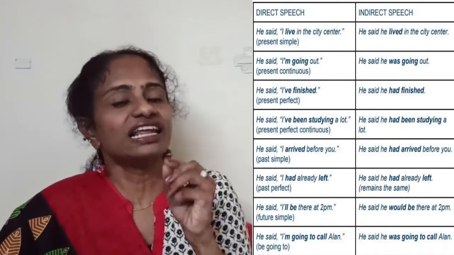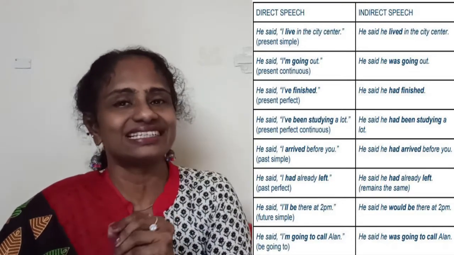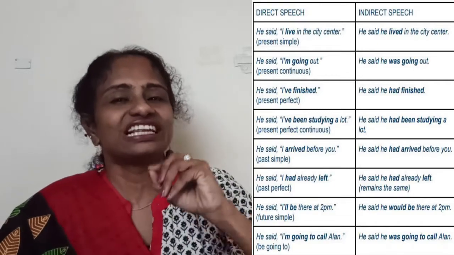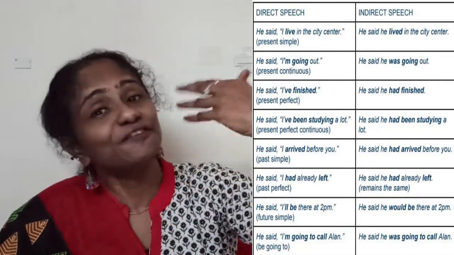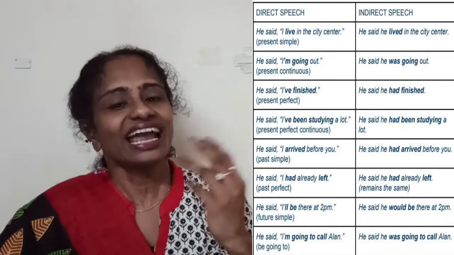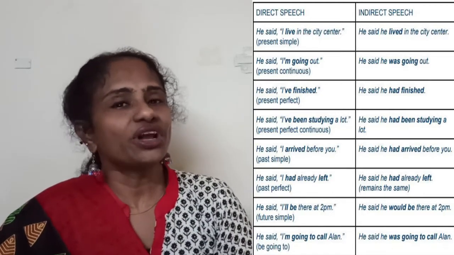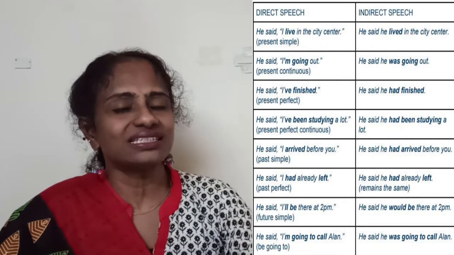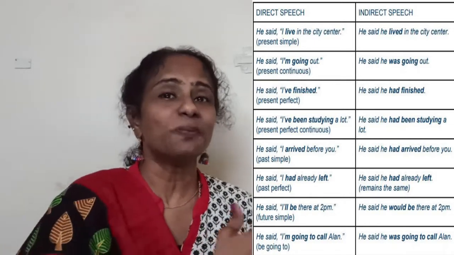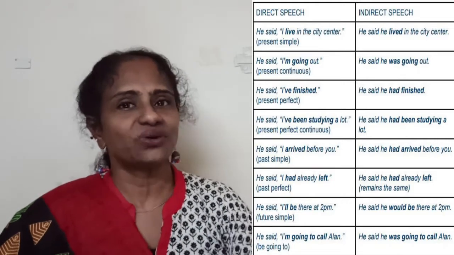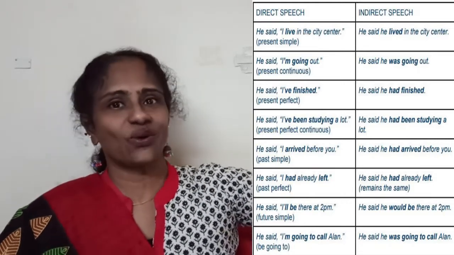I live. Live is what tense? Present tense. So in indirect speech, present tense should become what? Past tense. He said he lived in the city center. Next, he said, "I am going out." Present continuous. I told you present continuous changes how? It changes into past continuous. I am going out. She said she was going out.